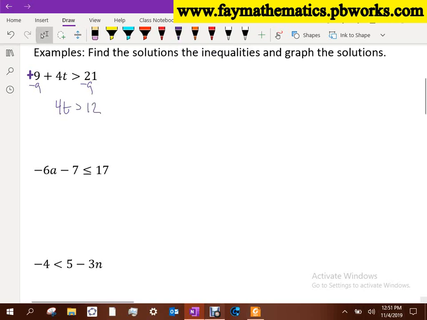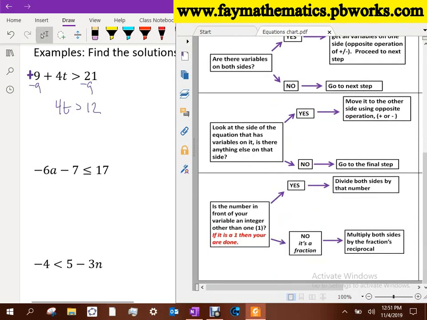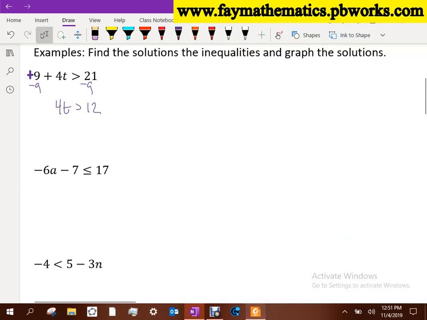Okay, so now we go back to the chart. Is the number in front of your variable an integer other than 1? Yes. So that tells me divide by that number. If it was not, it'd be a fraction, and it would tell me to multiply by the reciprocal of that fraction. In this case, it is yes. So divide by 4. Divide by 4. And it leaves me t is greater than what? 30. I got that.